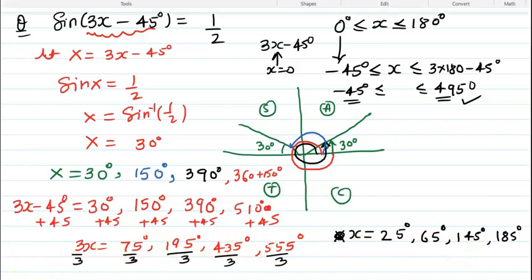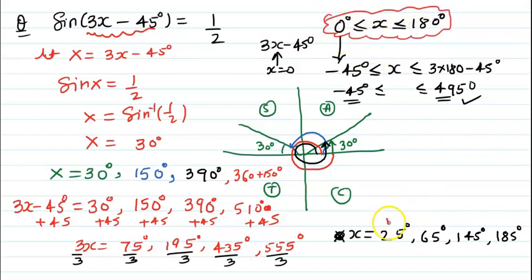Okay, so if you see here, our range is between 0 and 180 degree for small x. So we are going for this, this, this, and we are not going for this. Okay, so these three are your answer.